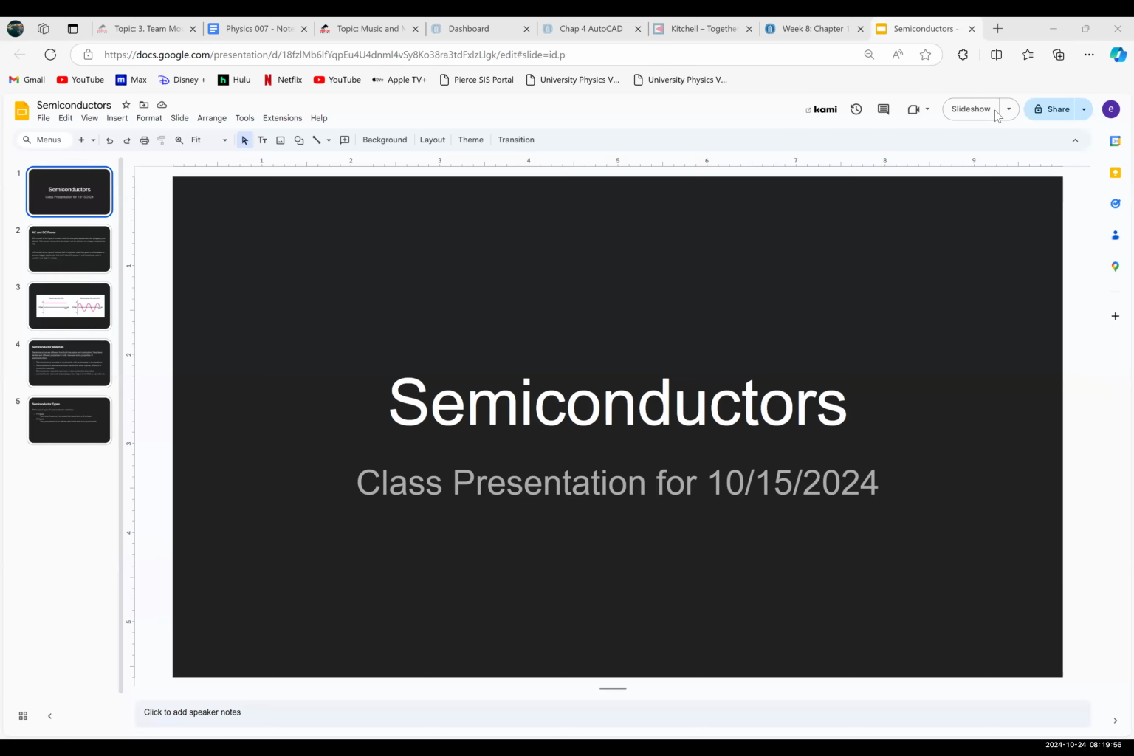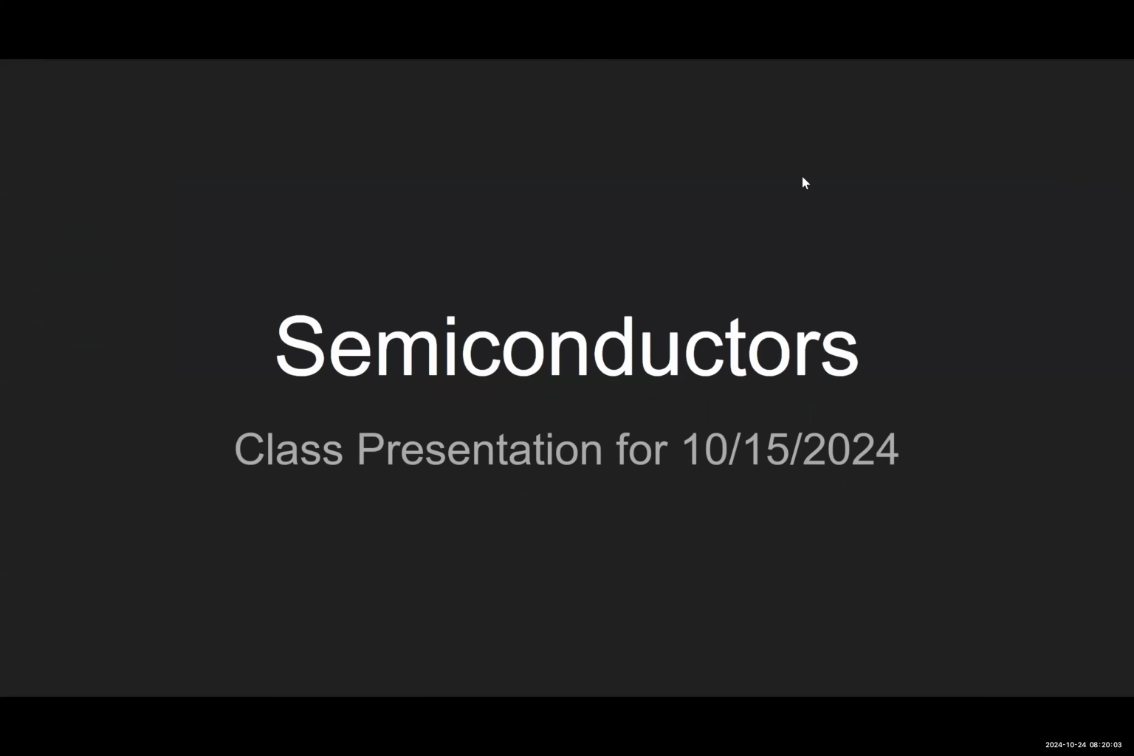So this is a pretty crude and simple one, but it's about semiconductors, which we talked about on 1015. I think that was two classes ago.